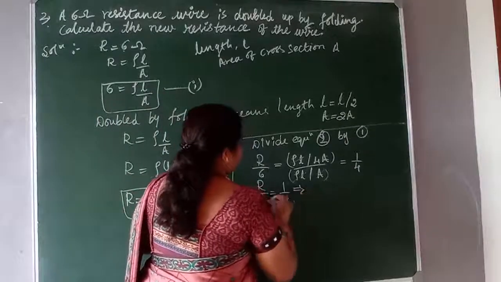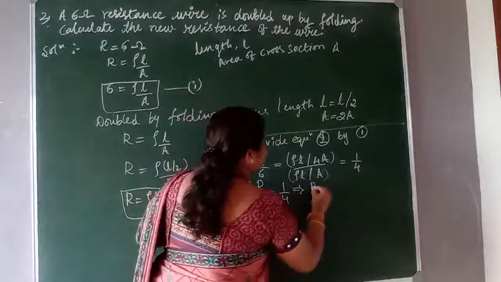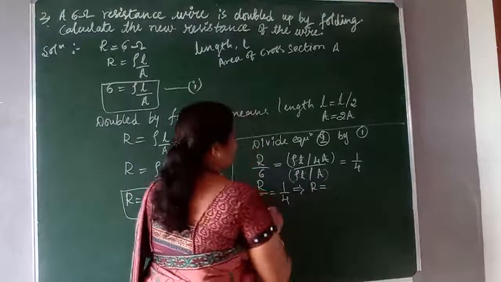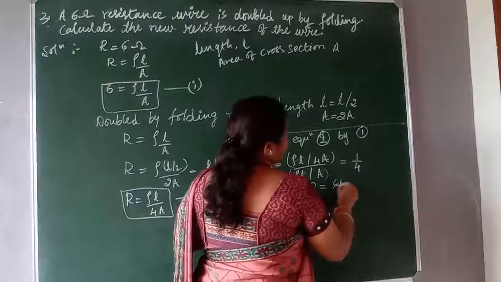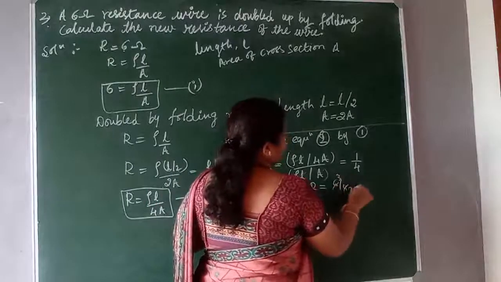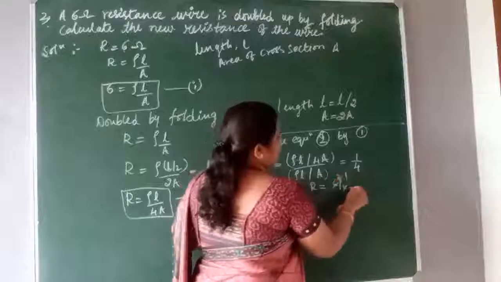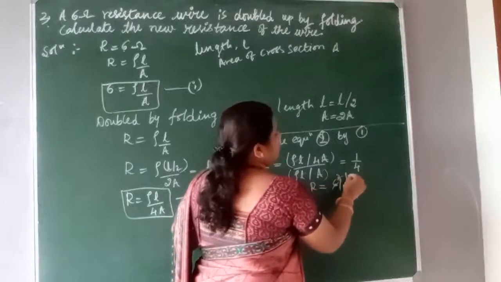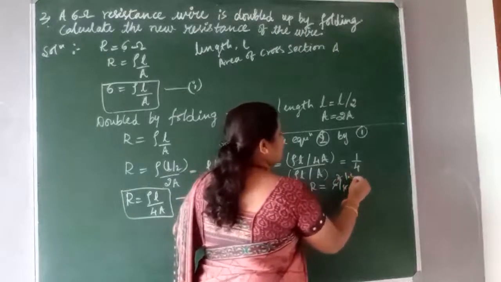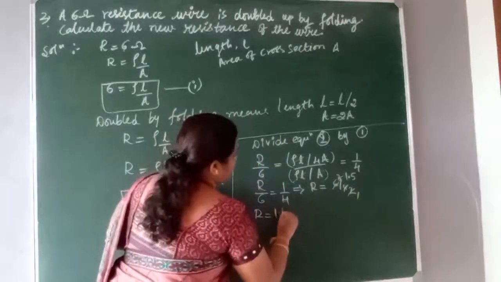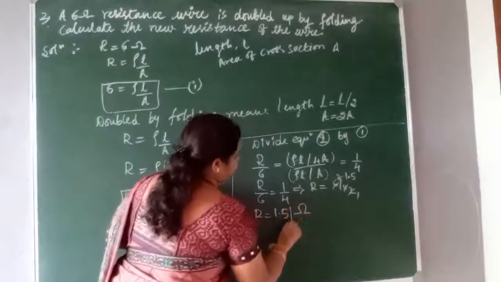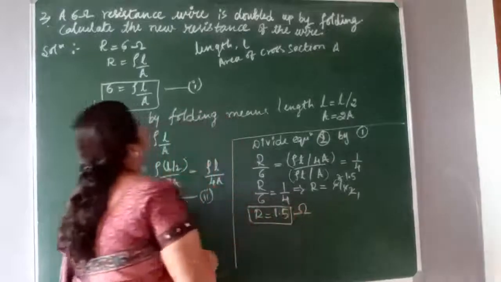Now cross multiply, and R is equal to, what is that, children? 6 by 4. The 2s, then the 3s, and so on. So what is that? R is equal to 1.5 ohms is the new resistance, children.